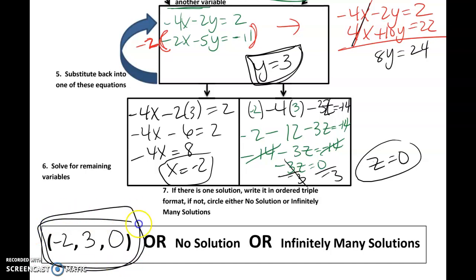And tomorrow we'll talk about what it means to be no solution and infinitely many.